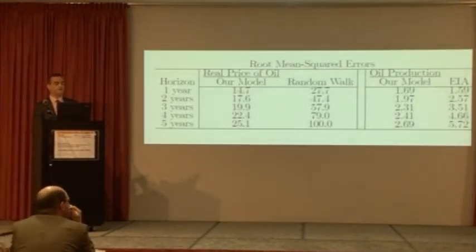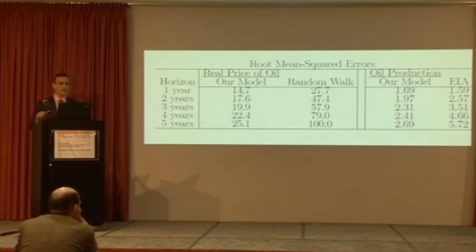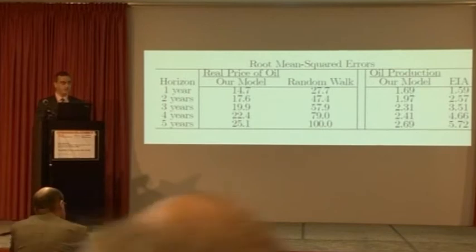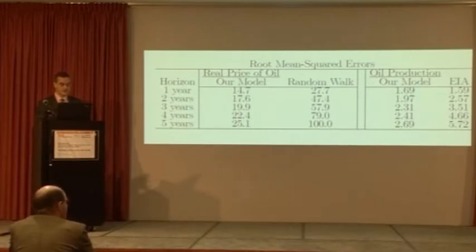So here are the so-called root mean squared errors. These are the errors I make in forecasting oil prices and oil production using our model. And for oil prices, the alternative is a random walk. And for oil production, the alternative is the EIA's own forecast over the last few years or decades. And we find that our model far outperforms a random walk for the oil price, and that it does far better than the EIA at anything but a 1-year short-term horizon.